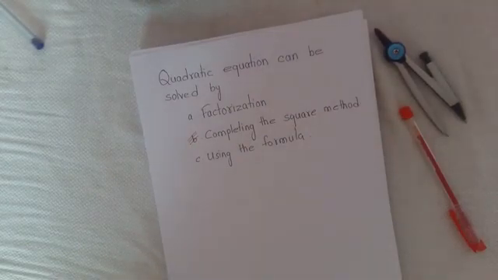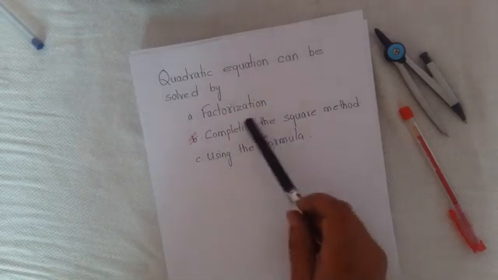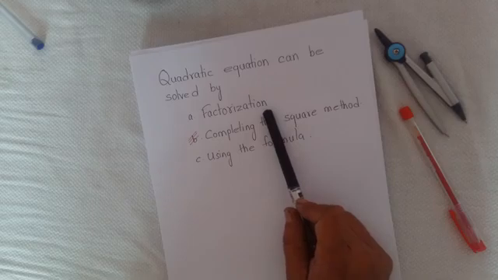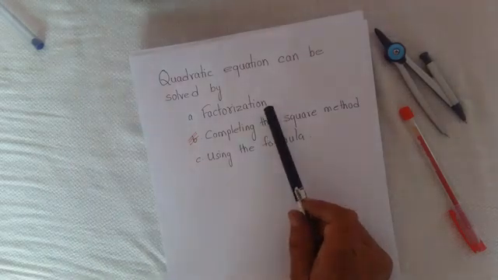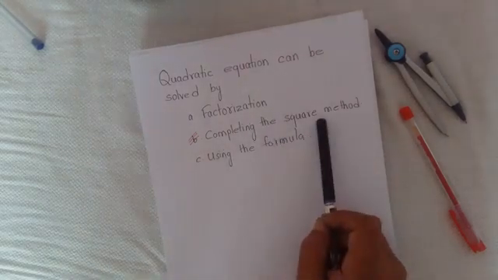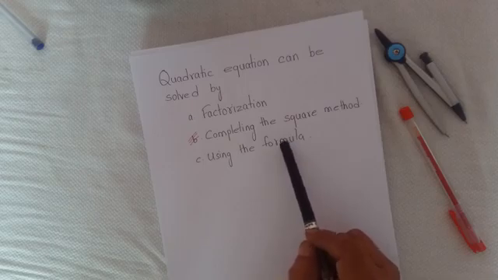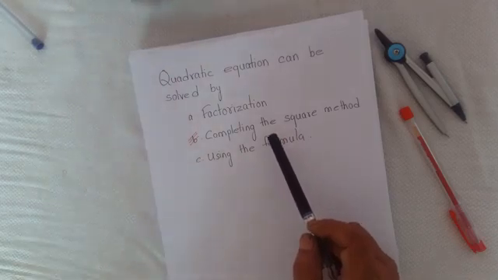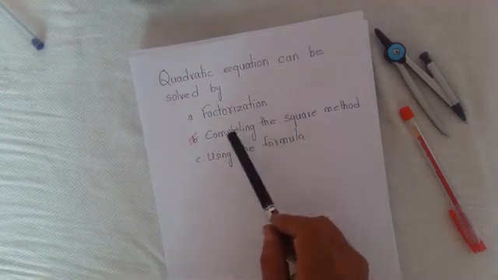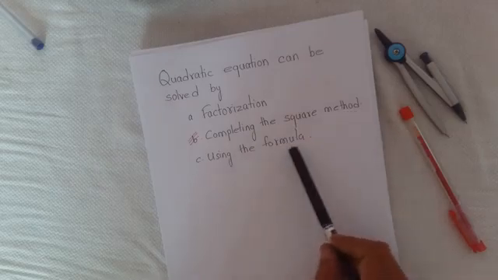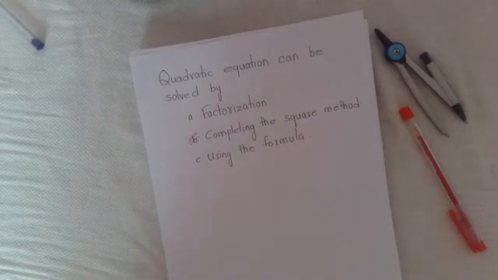Okay, there are three main ways of solving a quadratic equation, and they are factorization, which you have done in the lower classes 7, 8, and another is the completing the square method, and number 3 is using the formula. So a quadratic equation can be solved by three ways: factorization, number 2, completing the square method, and number 3, using the formula. And in today's class we will learn to solve them.